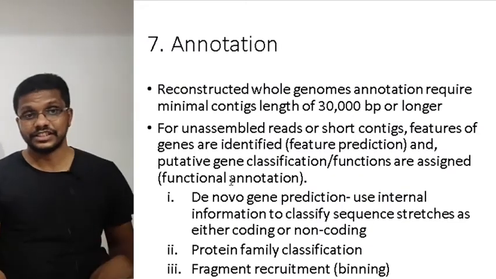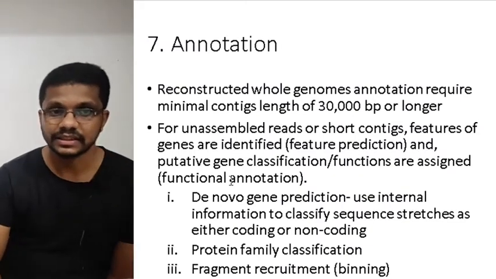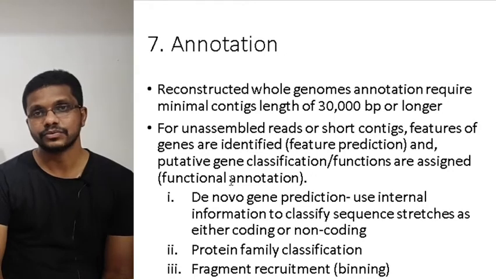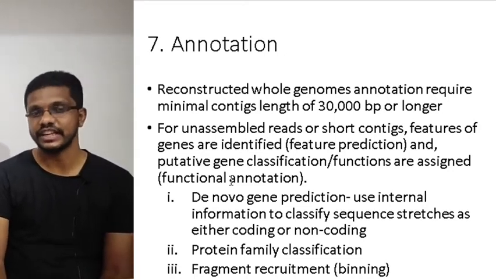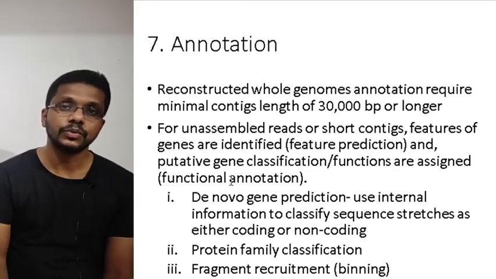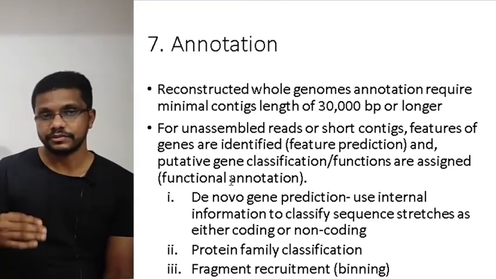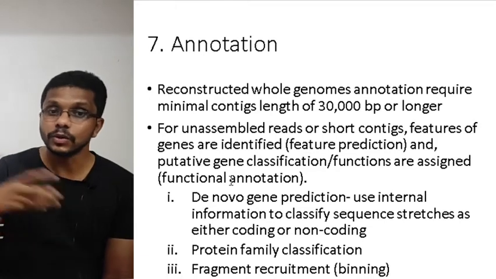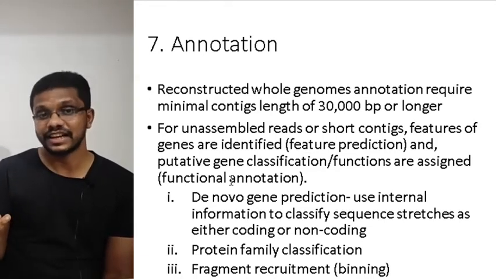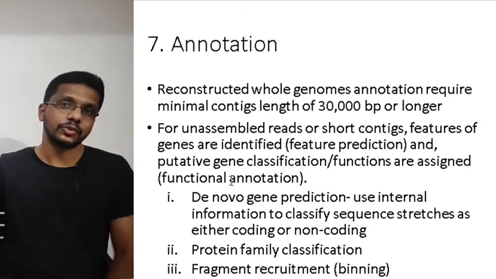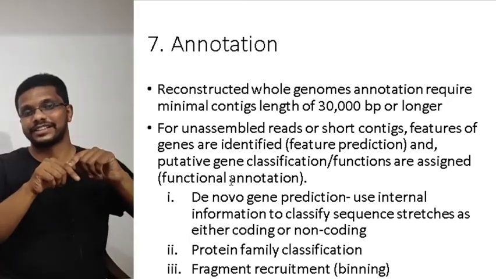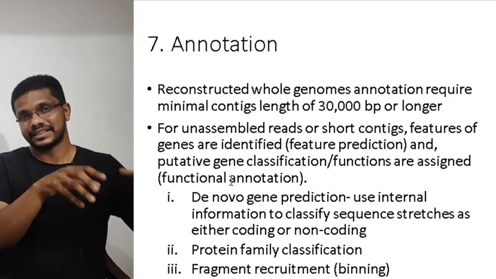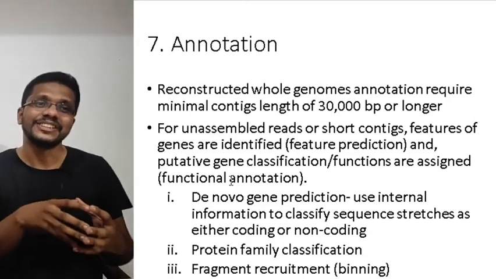Then we have the annotation. Annotation is actually the method of finding the functions of a gene or finding the functions of a particular structure of DNA. So it can be done for the whole genome. If you are doing the annotation for the reconstructed whole genome, the annotation requires long strands of DNA. So from the metagenome, we can actually construct the whole genome of an uncultured microorganism, an unculturable microorganism actually.